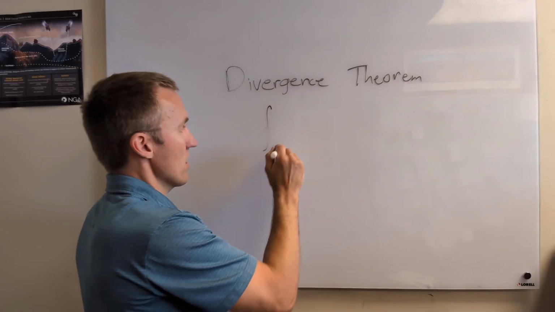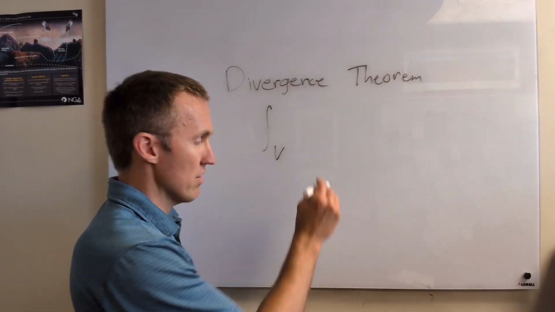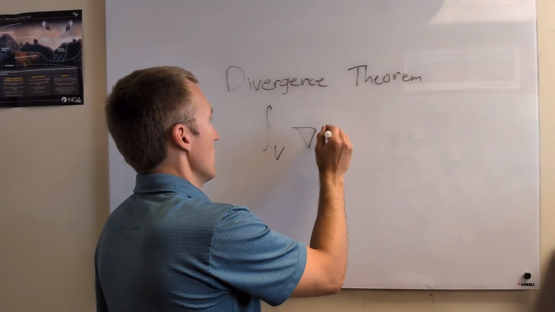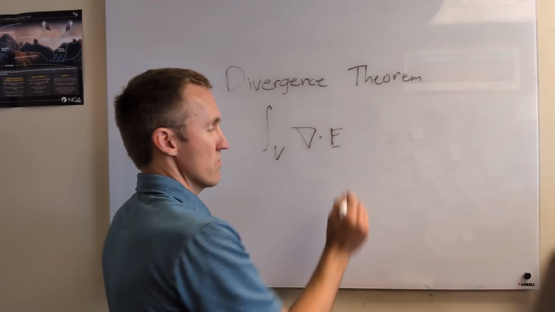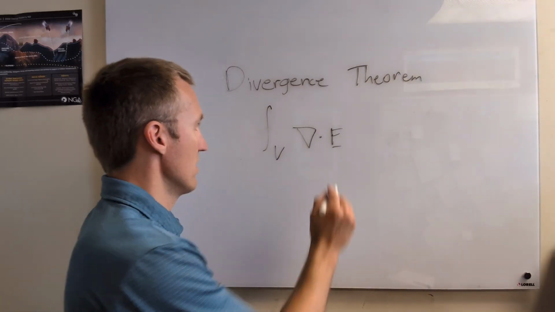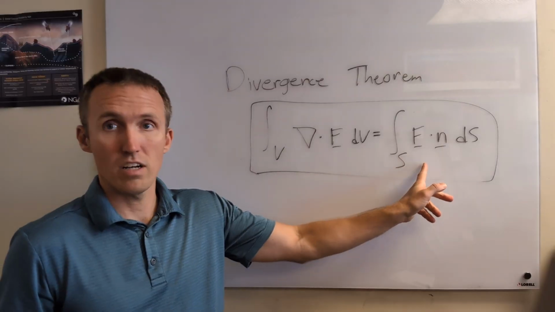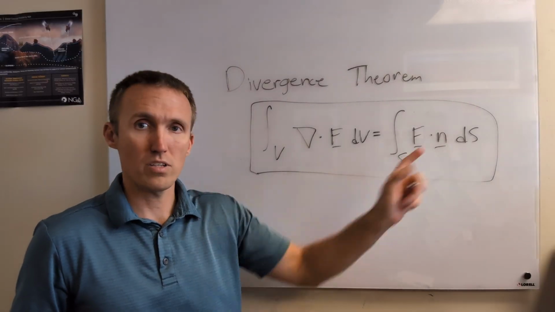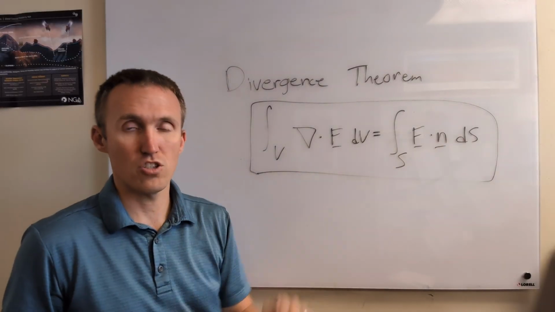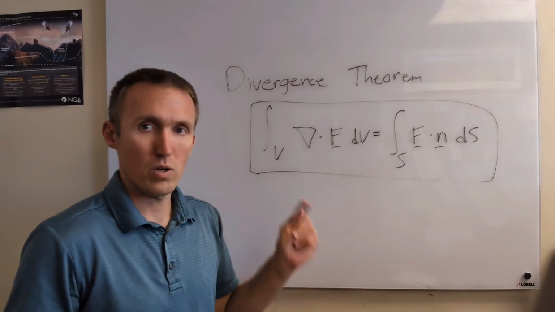It says that the integral over a volume of the divergence of a vector field F. Let's talk about what this is. It equals the integral over the surface of that field dotted into the normal times the surface increment. So what does this mean?